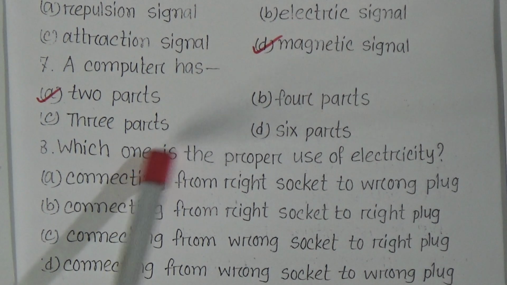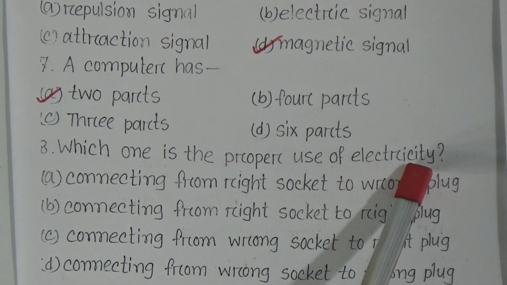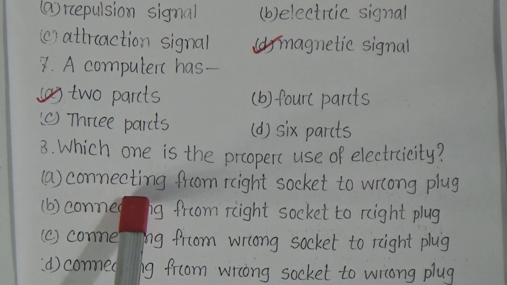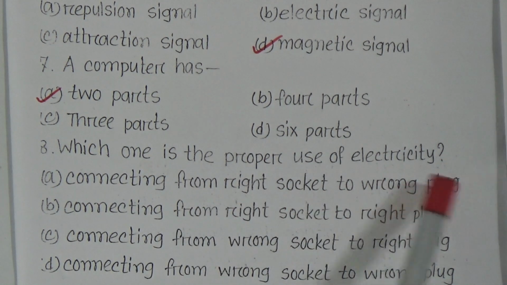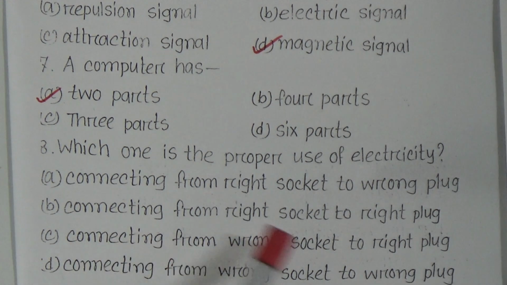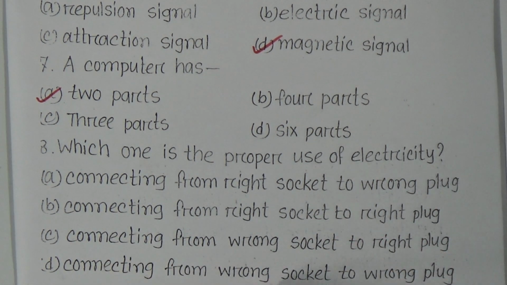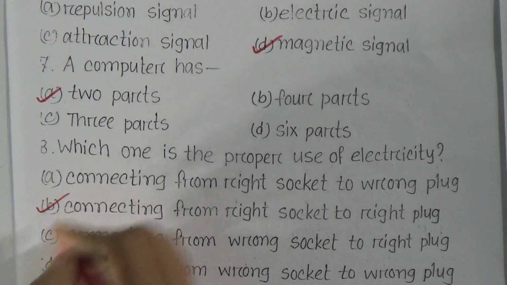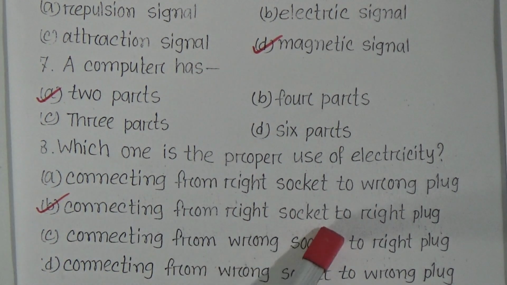Number 8, which one is the proper use of electricity? Connecting from right socket to wrong plug, connecting from right socket to right plug, connecting from wrong socket to right plug, and last, connecting from wrong socket to wrong plug. And the answer will be option B, connecting from right socket to right plug.